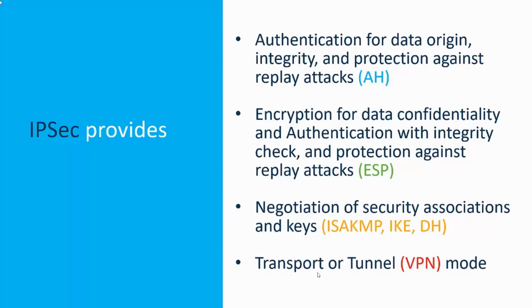IPsec also provides encryption for data confidentiality, for keeping our data private, as well as authentication with integrity checks and protection against replay attacks. ESP, or Encapsulating Security Payload, can provide us with those things. That's also part of IPsec. IPsec also provides negotiation of security associations and keys through ISAKMP, IKE, and Diffie-Hellman, or DH. IPsec has two modes, transport mode or tunnel mode. Tunnel mode is what's used in VPN tunnels.